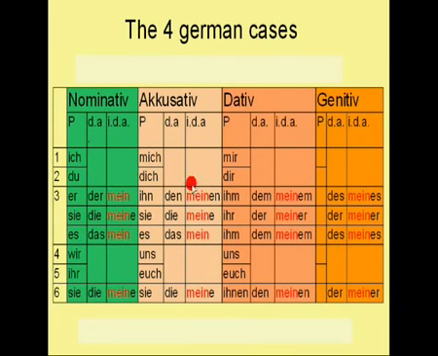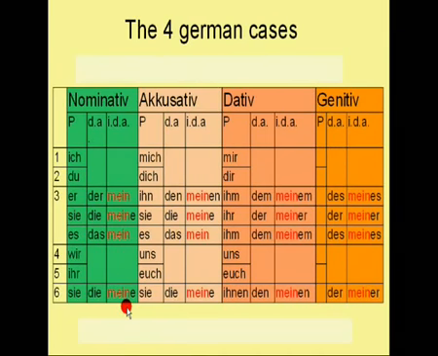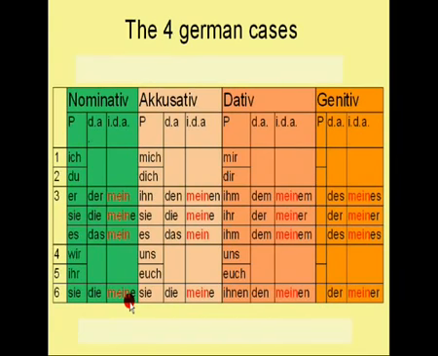And one special thing, the possessive pronouns have a plural form and they have these endings which you need to learn. For the nominative case, all the possessive pronouns have the ending e. Same is true for the accusative case. In the dative case, all the possessive pronouns have the ending en, and in the genitive case, they have the ending er.